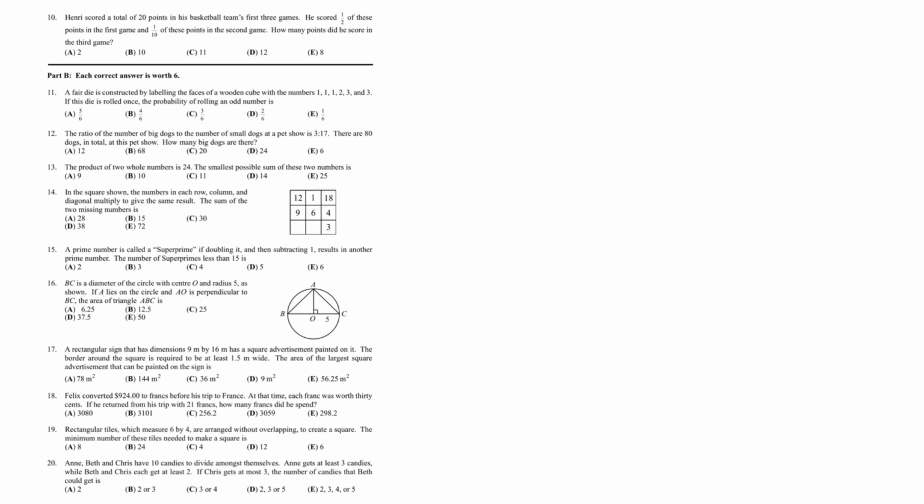Number 10, Henry scored a total of 20 points in his basketball team's first 3 games. He scored 1/2 of these points in the first game and 1/10 of these points in the second game. How many points did he score in the third game? So total is 20 points.